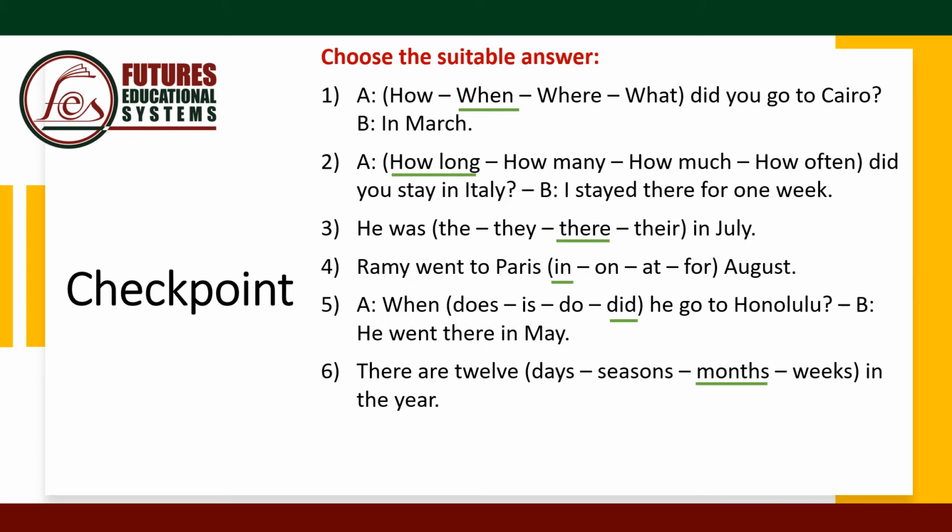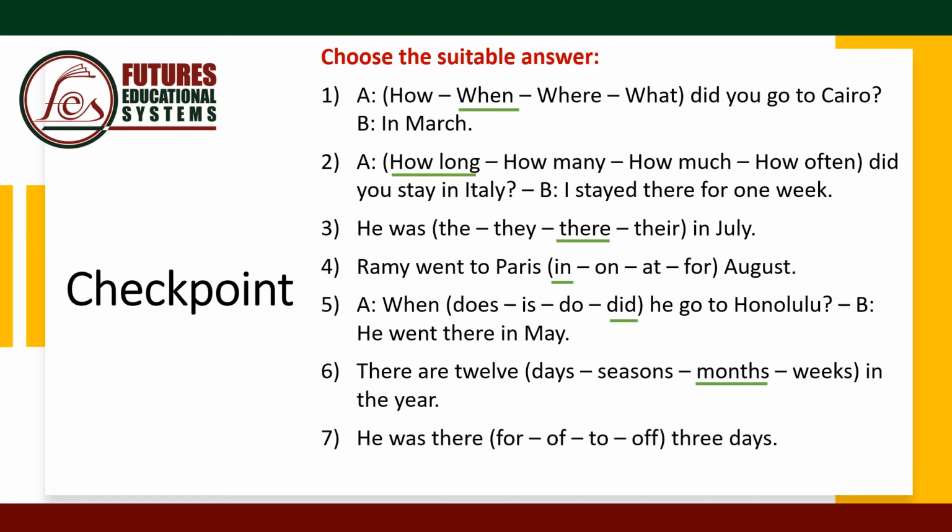How many days are there in a week? 7 days. How many seasons are there in a year? 4 seasons. And how many weeks are there in a month? We have 4 weeks in a month.